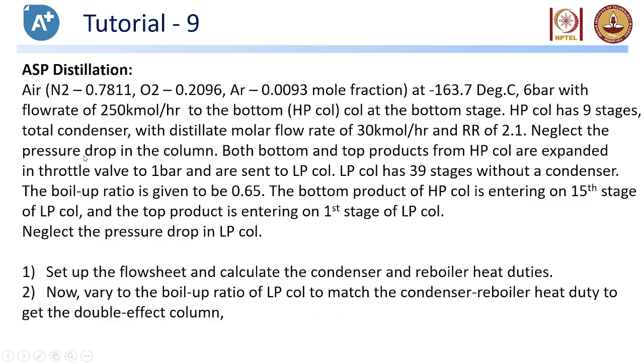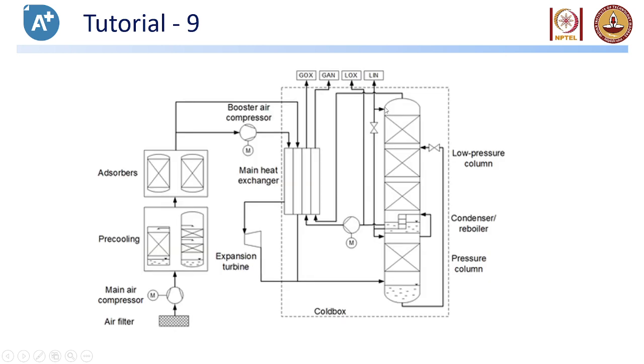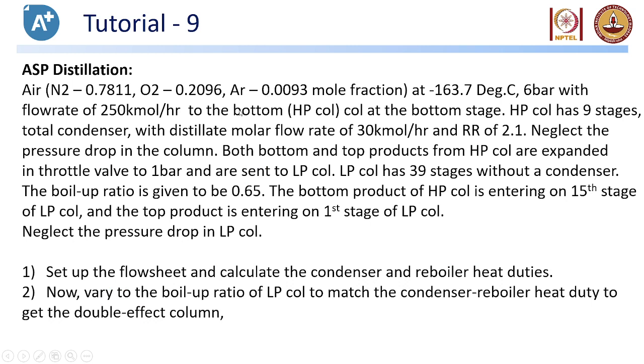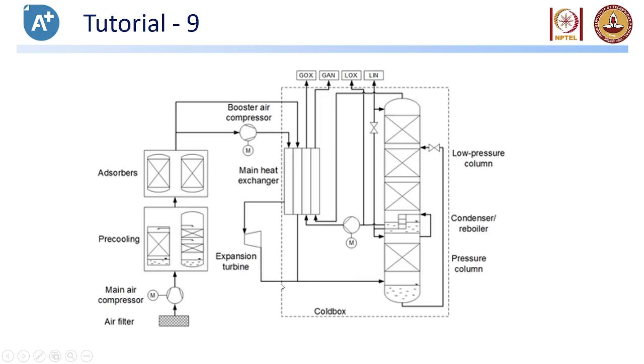Now I'll read out your question. Air is given, with its composition at a certain temperature, 6 bar, and a flow rate. Basically, the stream conditions are completely specified. It is sent to the bottom of the HP column. In this case, you have two columns, a bottom column and a top column. Both are different columns, it's not a single column. The air is sent to the bottom of the HP column at the bottom stage. Do you see this? The one which is entering near the bottom of the column.